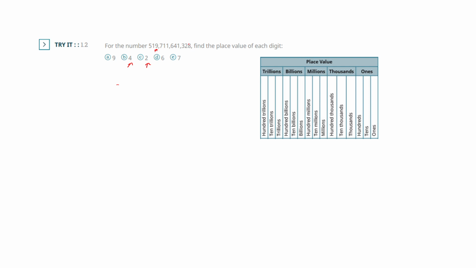So we go ones, tens for the 2. 6 is in the thousands, 10,000s, 100,000s place. 7 is in the millions group, so it's millions, 10 millions, 100 millions.